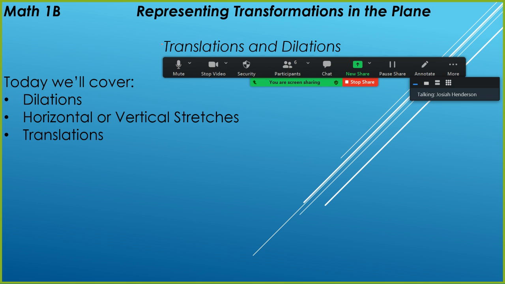Okay? So we're going to be covering these three different topics: dilations, and then this is a special kind of dilation, a horizontal or vertical stretch. It's basically just doing it horizontally or just doing it vertically. And then we'll look at translations. That's where we're going today. Here we go. And as always, please feel free to interrupt if you have a question, or you can type it in the chat and I'll see it that way, okay?